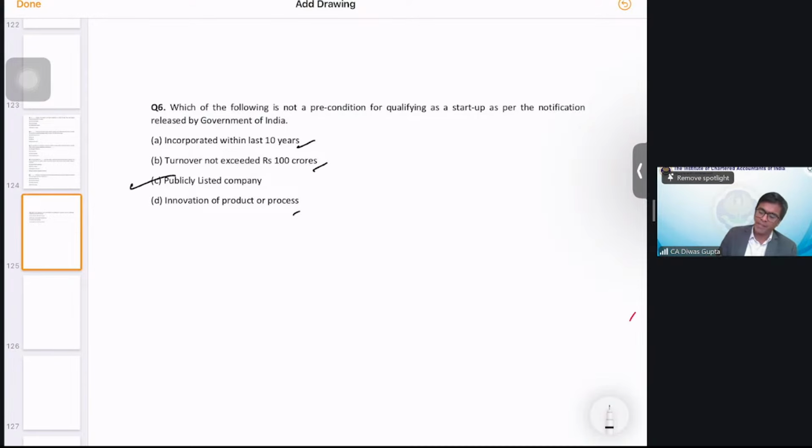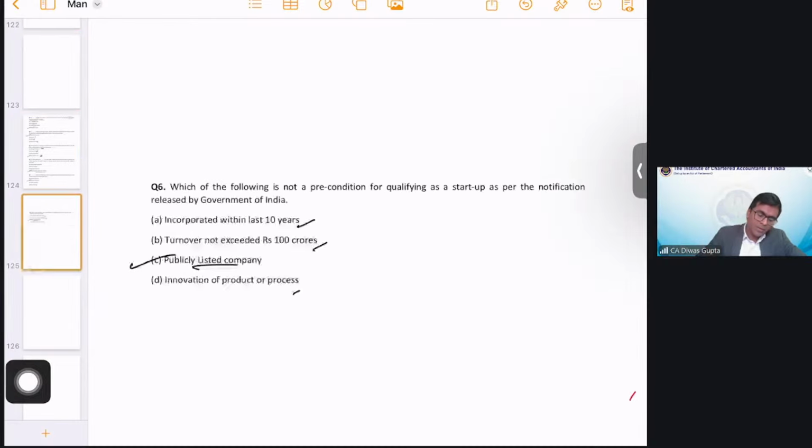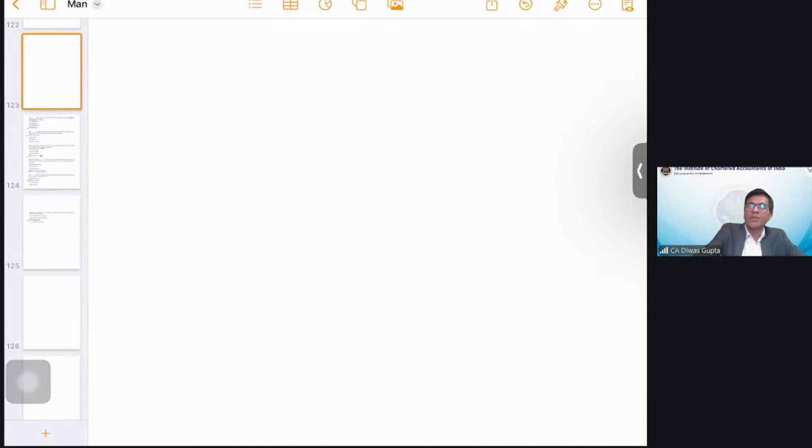Yes, sixth C, a publicly listed company is not allowed to be a startup because that company is already a very scaled up company. Yes, Saminathan, your answer is right. So C is the correct answer. It cannot be a publicly listed company. It has to be privately held in the form of a private company, or it has to be a registered partnership firm or a limited liability partnership firm.